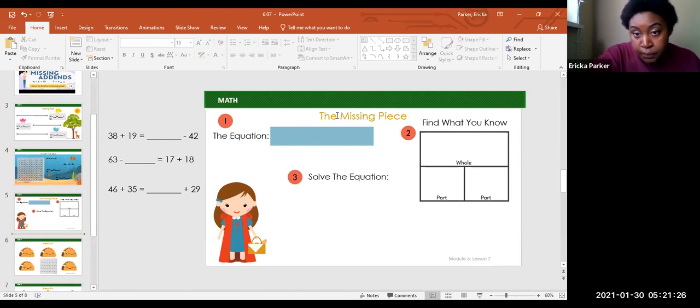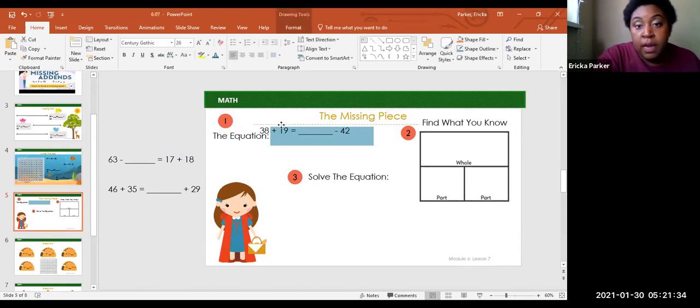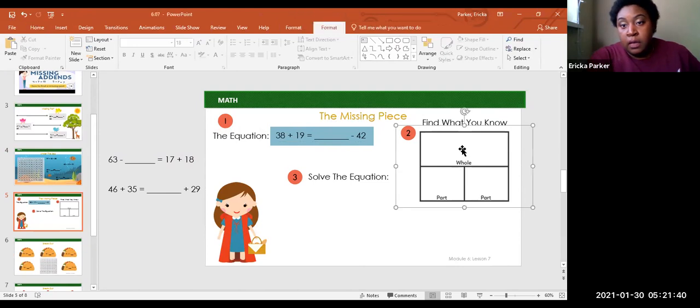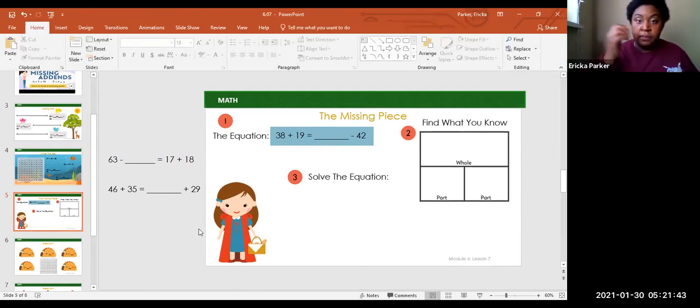Okay. So this is something that I want you all to do. Let me drag this over here. Now, this is what I want you to look at. This is where it gets a little more complicated. Okay. You got an addition sentence over here. You got subtraction over here. This is where it gets crazy. Please zip your lips and open your ears because you need to see this in action.